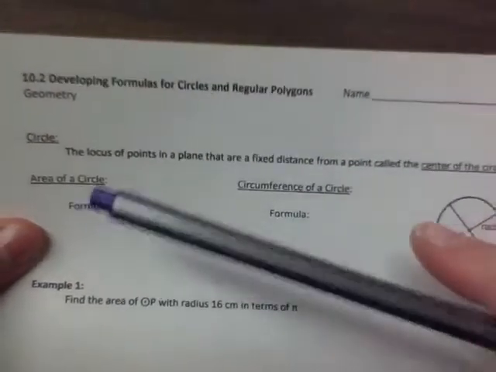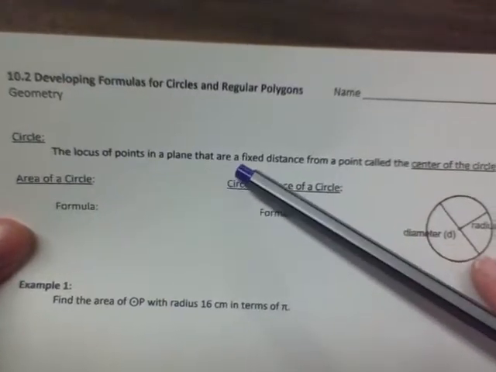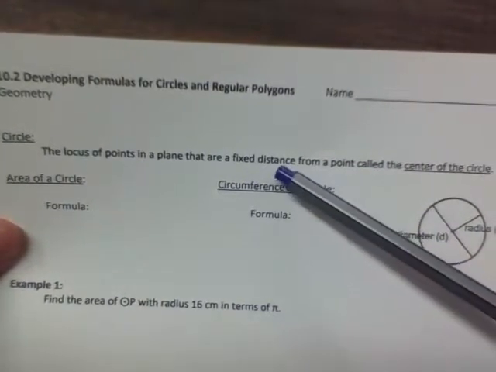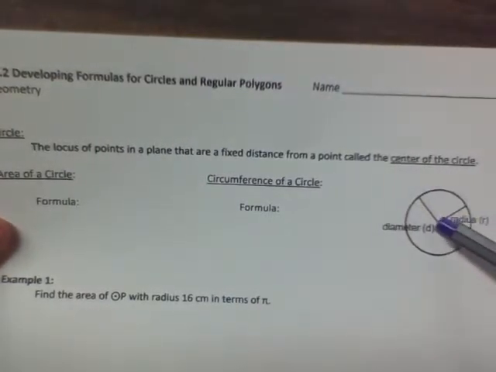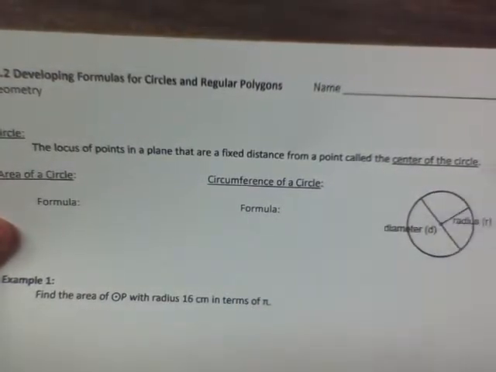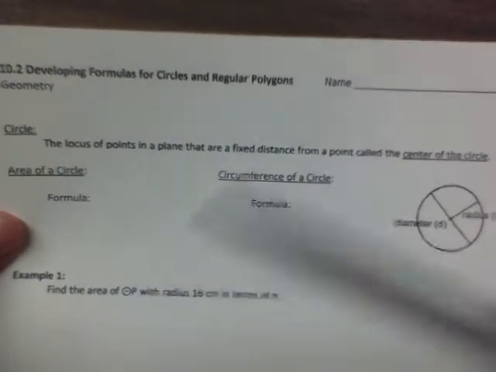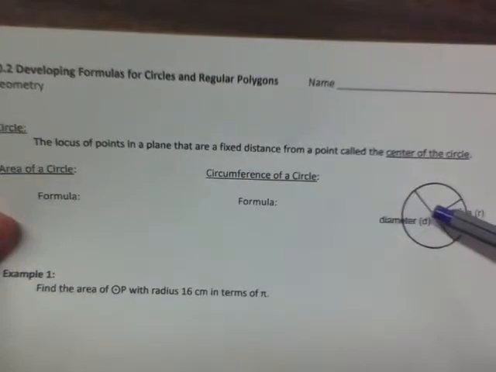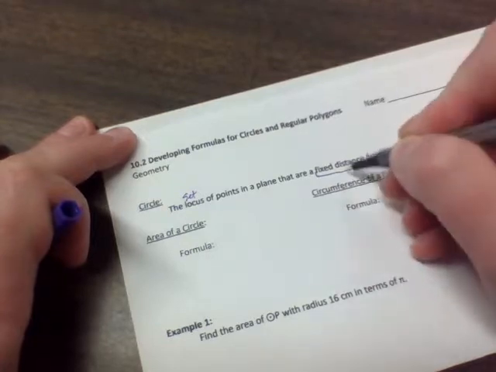So a circle is the locus, meaning kind of the set of points in a plane that are a fixed distance, which would be your radius, from a point called the center of the circle. So here we are with the center of the circle. Your circle is named by that center. So circle P would mean that there is a P in the middle here. And so again, the locus is the set of points, and the fixed distance is your radius.